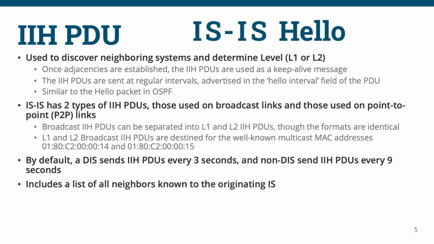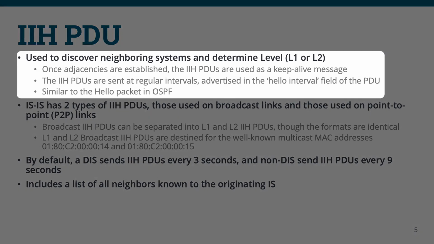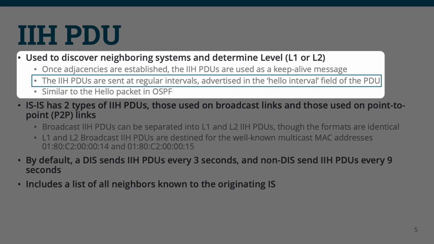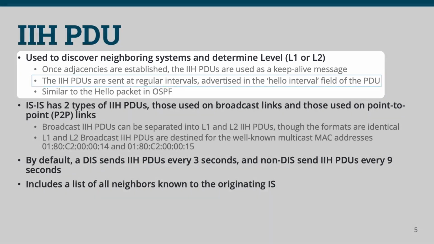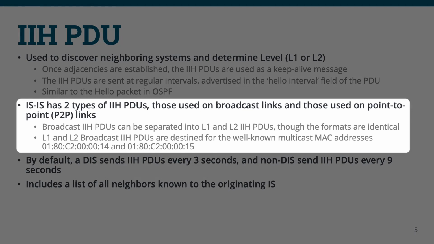The ISIS Hello PDU, or IIH PDU, is used just like the OSPF Hello packet to discover neighboring ISIS speakers and determine the level of their adjacency if a neighbor is discovered. Even after an adjacency is formed, IIH PDUs are still exchanged at a regular hello interval and used as a keep alive mechanism. We did mention that the IIH PDU determines the level of the adjacency if a neighbor is discovered, the level 1 or level 2.